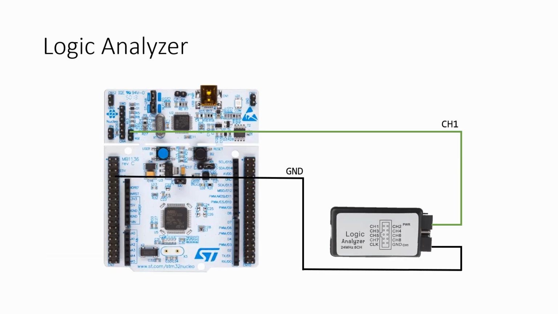These are the connections that I will be using to analyze the USART data. If you have a logic analyzer or an oscilloscope, you only need to connect the TX and ground pins to analyze the signal.